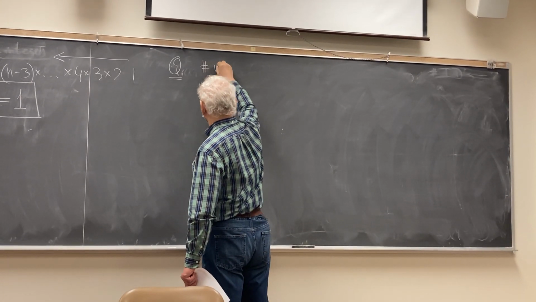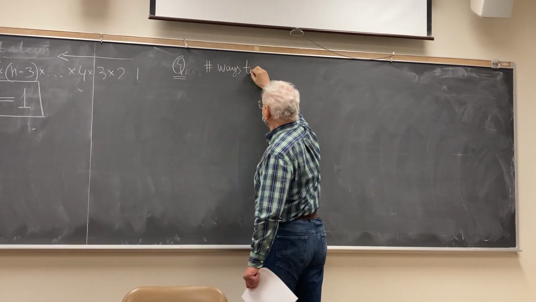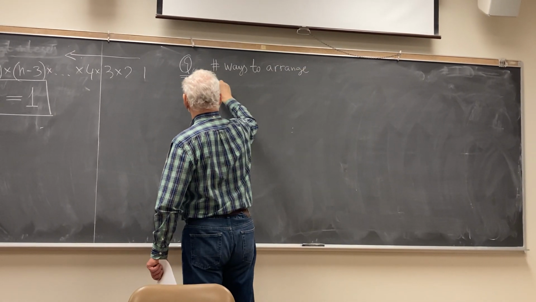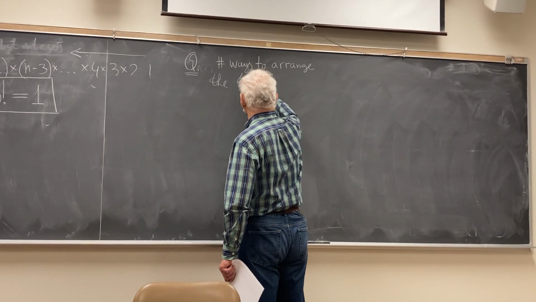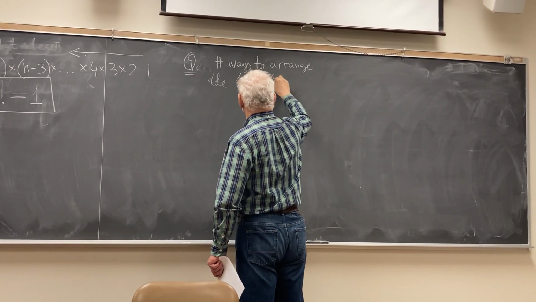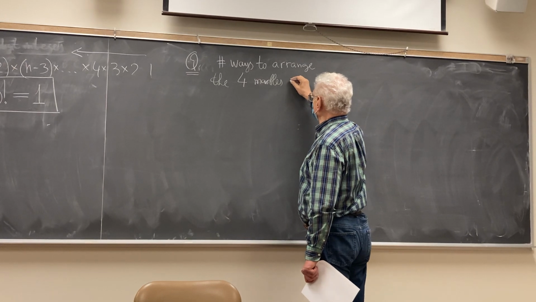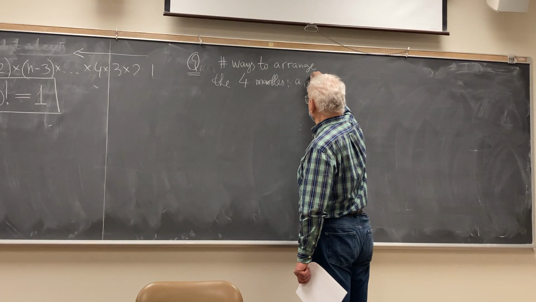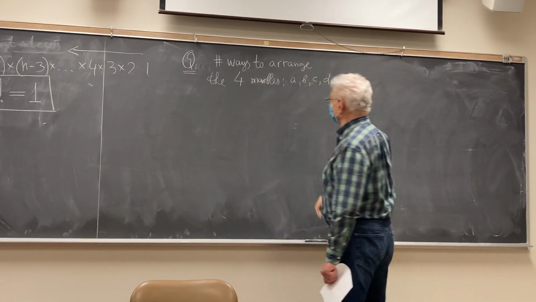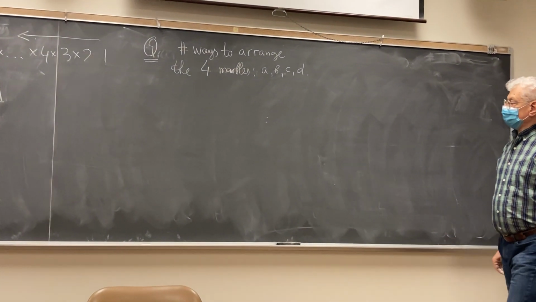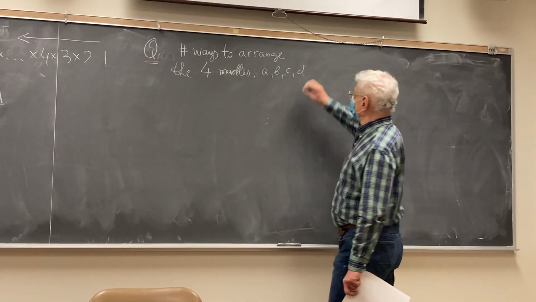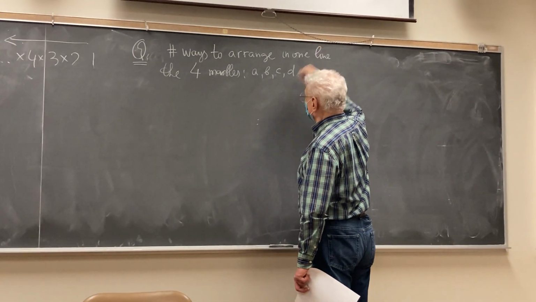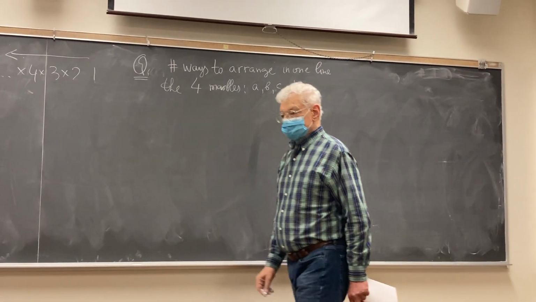Number of ways to arrange the 4 marbles, enumerated, 4 marbles: A, B, C, D. Number of ways to arrange, maybe just in one line, the 4 marbles. So the question is, what do you have to do?